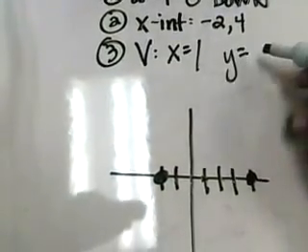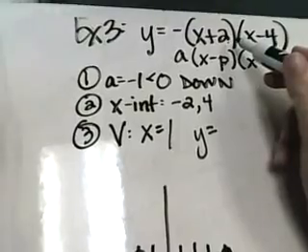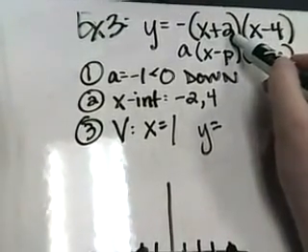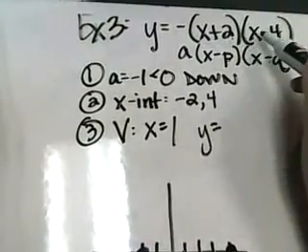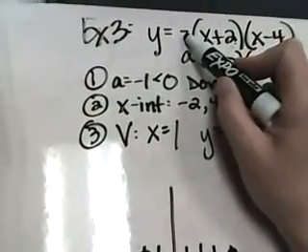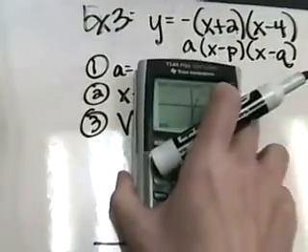Then to find your y-coordinate, it's just like always. You can put it into this equation up here. Now this one's not that hard. I wouldn't have to do it on my calculator. 1 plus 2 is 3. 1 minus 4 is -3. 3 and -3 multiplied is -9, and that would make it a +9. But let's just do it on our calculator to check it as well.